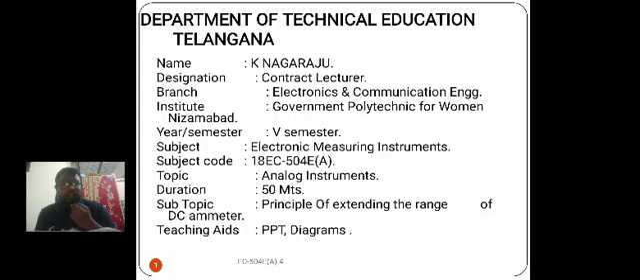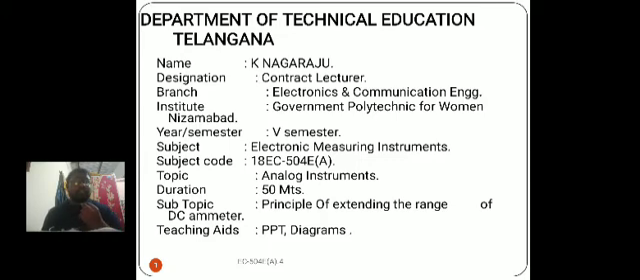Today I am going to explain the principle of extending the range of DC ammeter. What is a DC ammeter? After that, what is the principle of extending the range of the DC ammeter? And what are multi-range DC ammeters, etc.